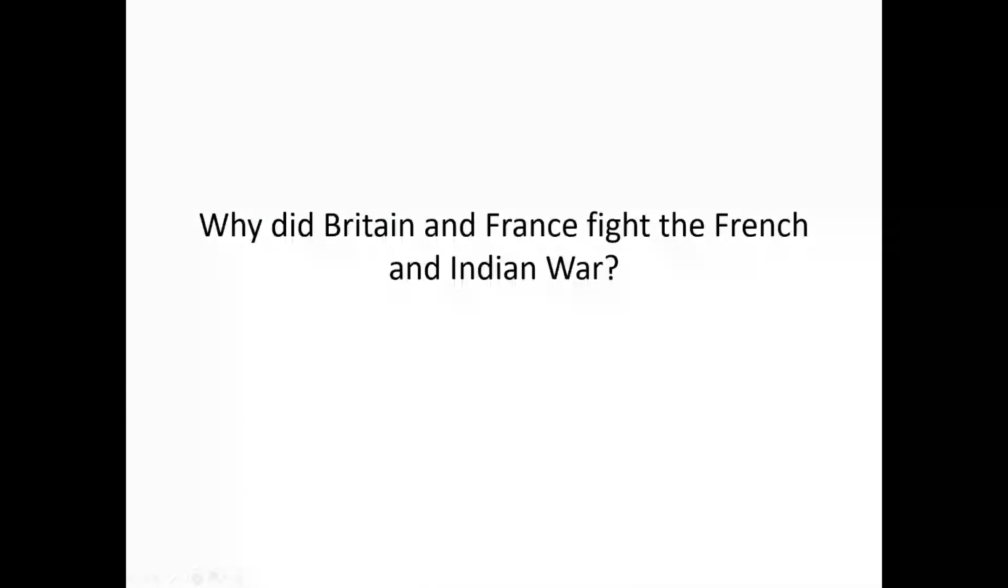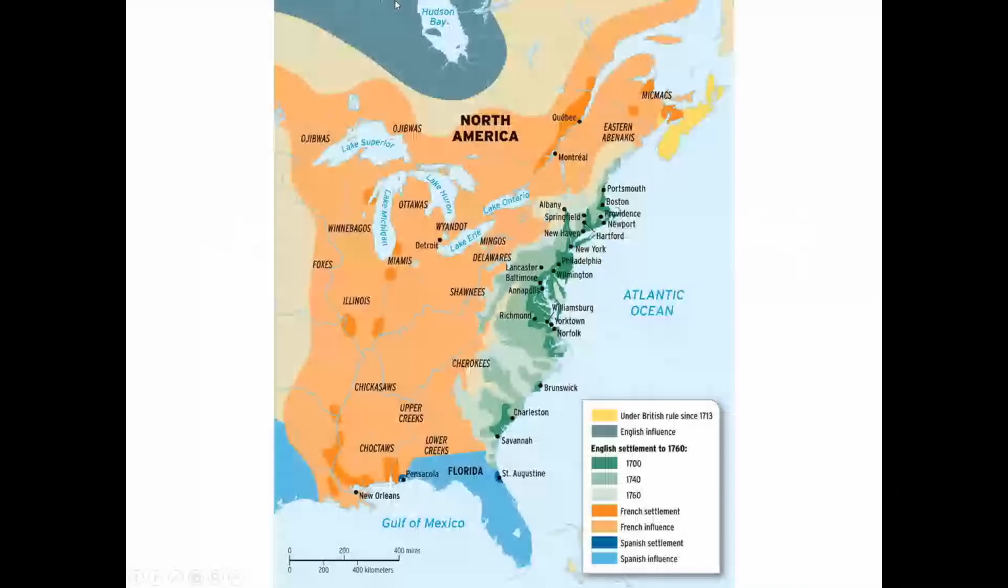Why did Britain and France fight in the French and Indian War? Excellent, excellent. This is a map that's a lot like the maps that you have in your textbook. The map in your textbook showed British North America, French North America, and down here at the bottom we have Spanish North America, Florida, and the Spanish also laid claim to what's today Texas. But this map is a little different than the one you saw in your textbook, because it's got some things in here that are just a little bit different.